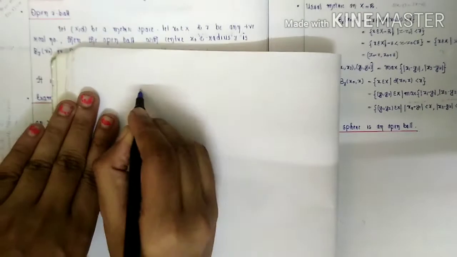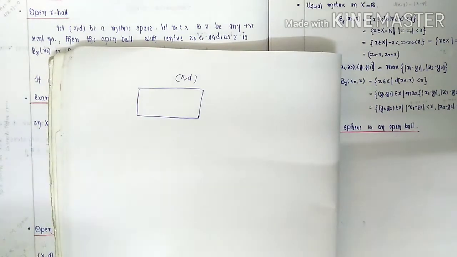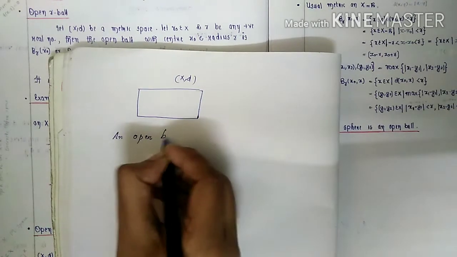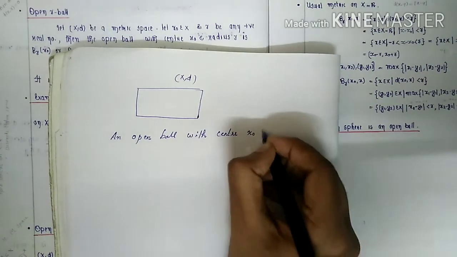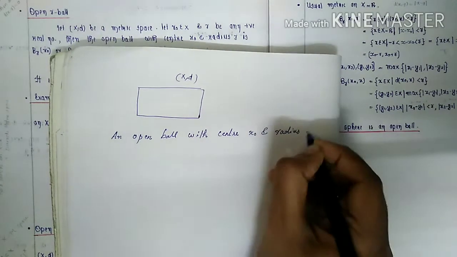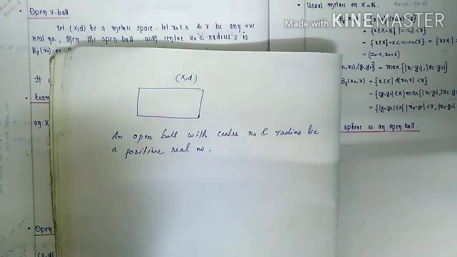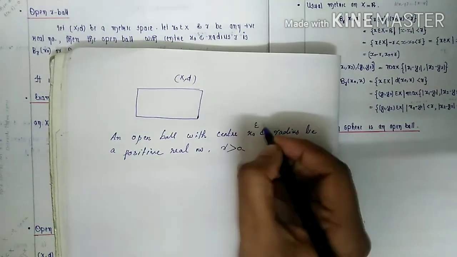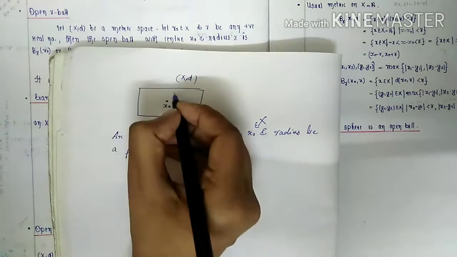For that, I am considering a metric space (X, d) and an open ball with center x0 and radius r, a positive real number, that is r greater than 0. So in this I am considering an x0, an element of capital X, and a radius r.